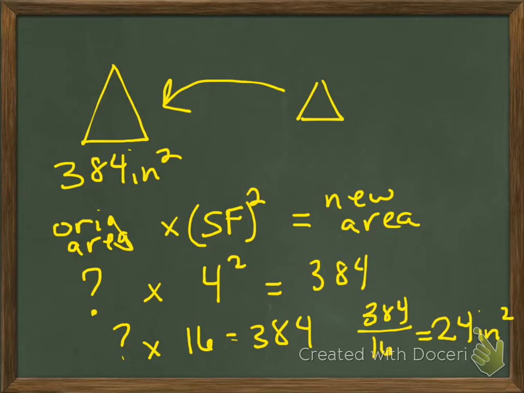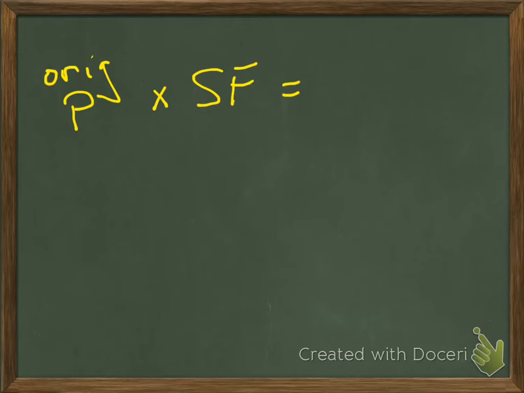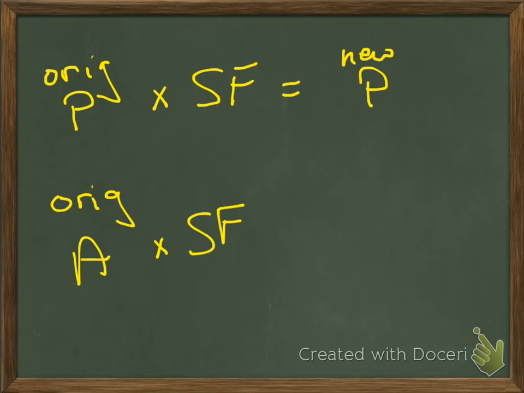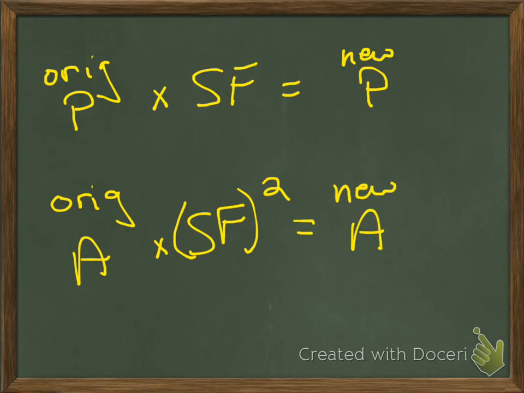Okay? Hopefully these weren't too hard. Just remember the formula, right? So for perimeter, it's original perimeter times the scale factor equals new perimeter, and original area times scale factor, remember you have to square it, equals new area. Okay, if you just memorize that formula, this will be so easy for you guys, and we'll do a lot more work on it this week.